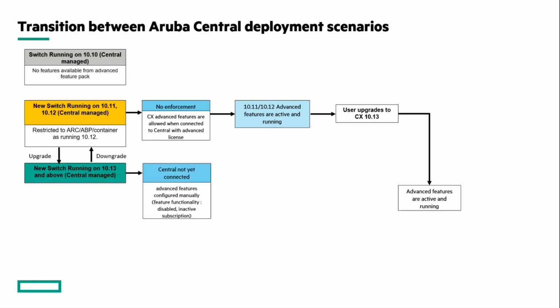Another scenario is that the user brings the new switch in 10.13 and Central is not yet connected, in which case all the advanced features, which include all the pre-existing features that were available in 10.11 and 10.12 and the new advanced features added in 10.13, will be disabled initially. This does not stop users from enabling them via CLI, but even if the user enables these features, functionally these features will still be disabled.